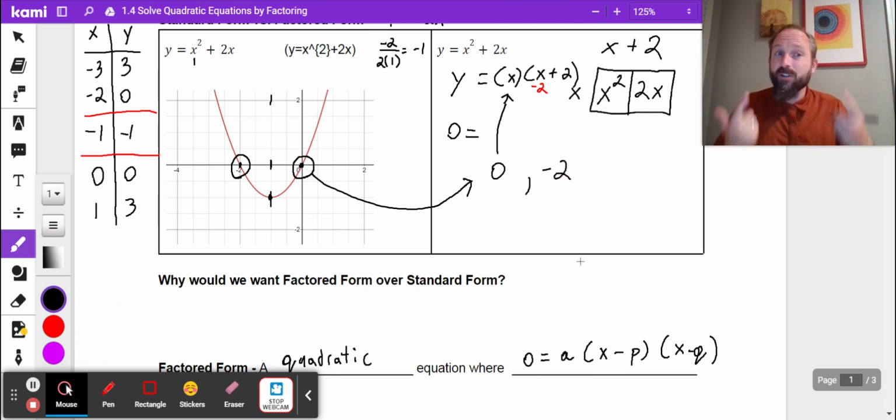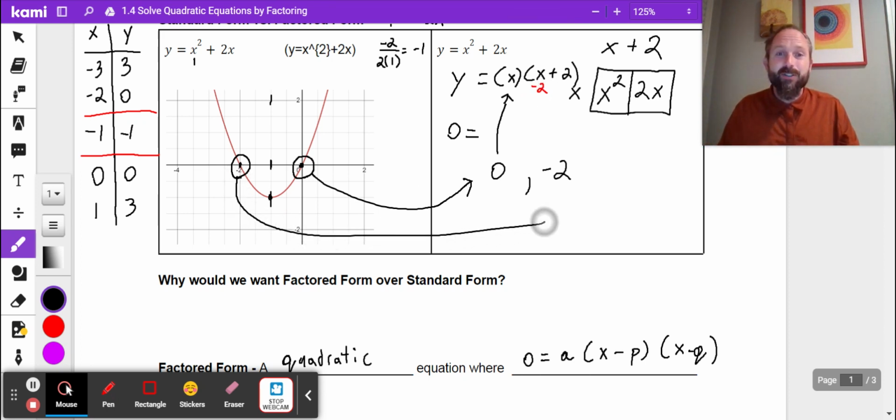So our solutions are 0 and negative 2. We can read it without having to graph it. We can read it right here and understand, hey, here's my solution. So why would we want factored form over standard form? Well, go ahead and answer this. I'm going to pause it, you pause it, and then we're going to continue in 3, 2, 1.